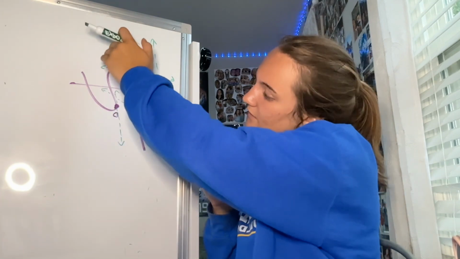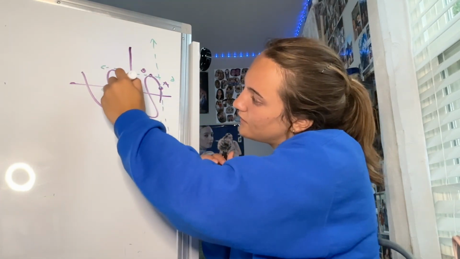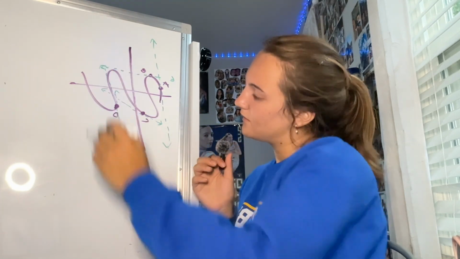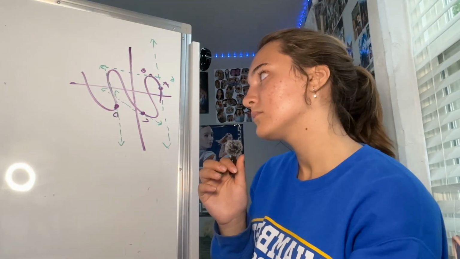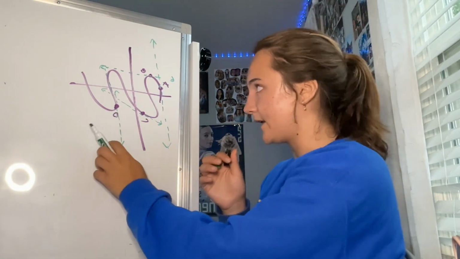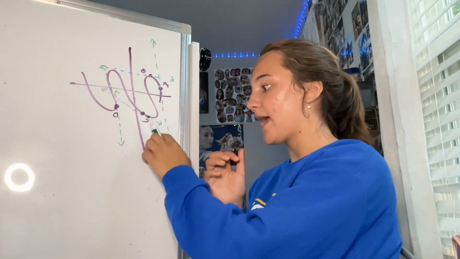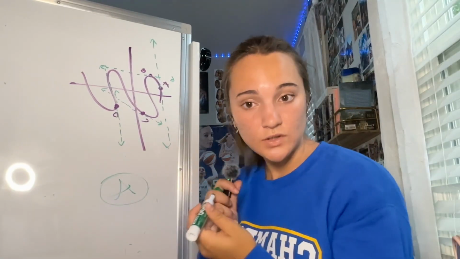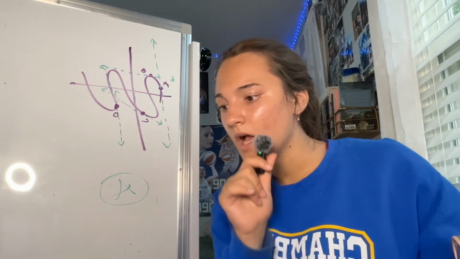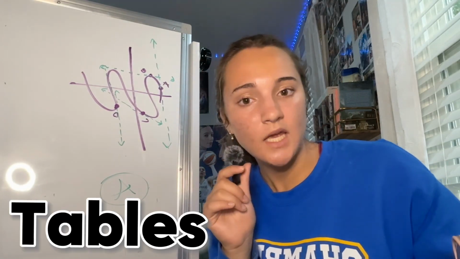This one is going very negative. This is going very negative. This is going very positive. So A would be your correct answer there. Let's go on to tables.